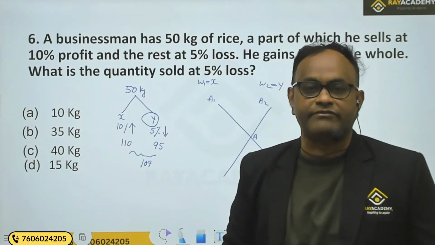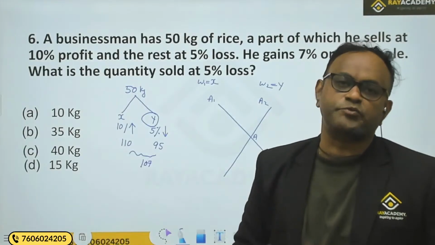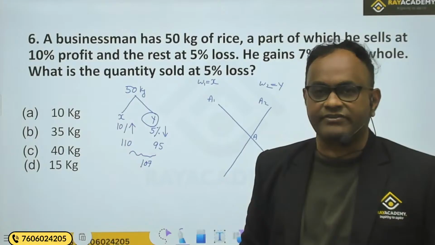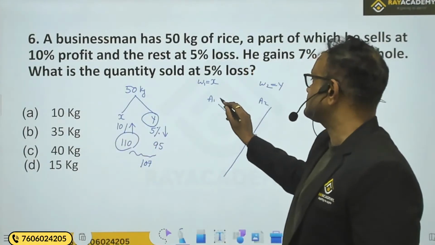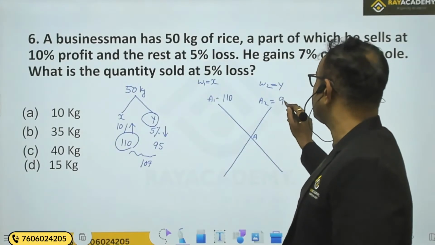Percentage is also average. Average means what? Something by something. Percentage also, what? 20% is 20 by 100. So this is also a kind of average. So the first average will be 110. Second, A2 is what? That is 95.